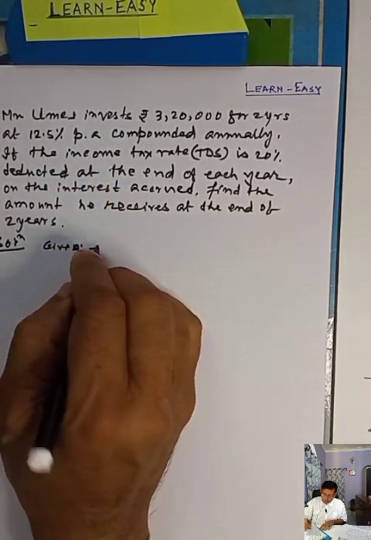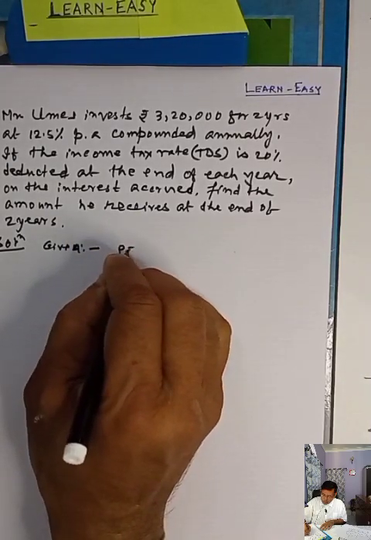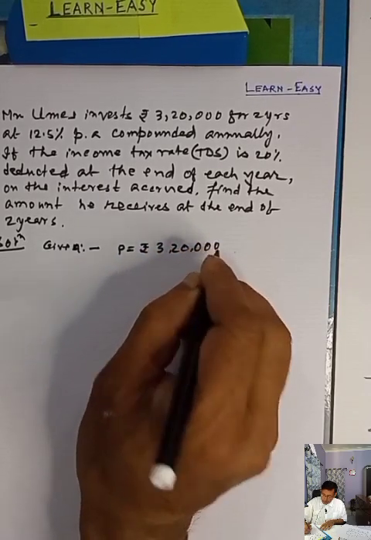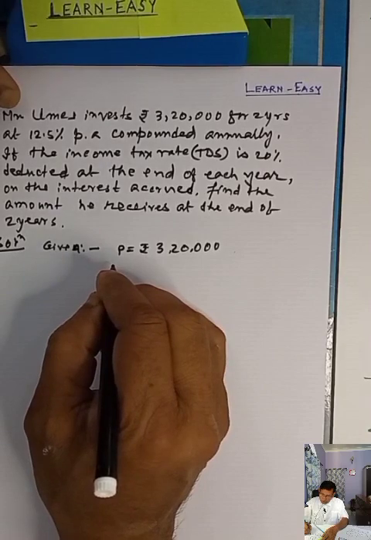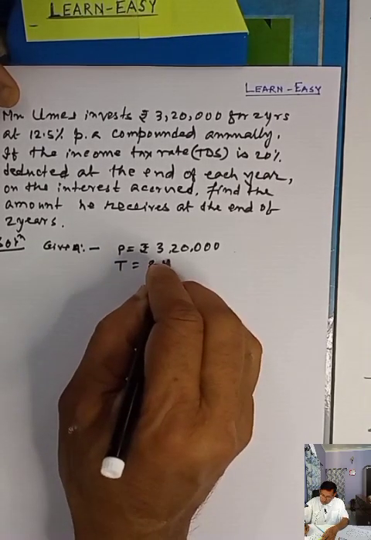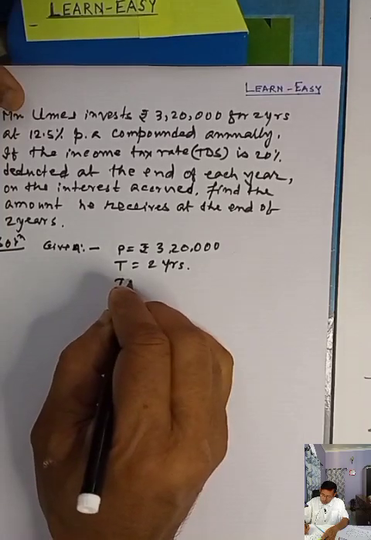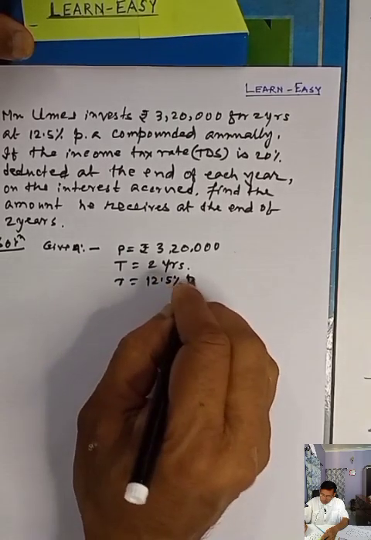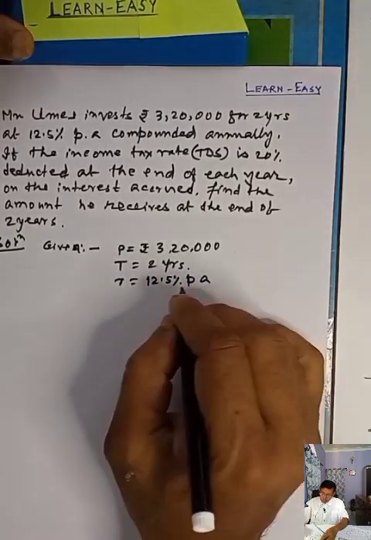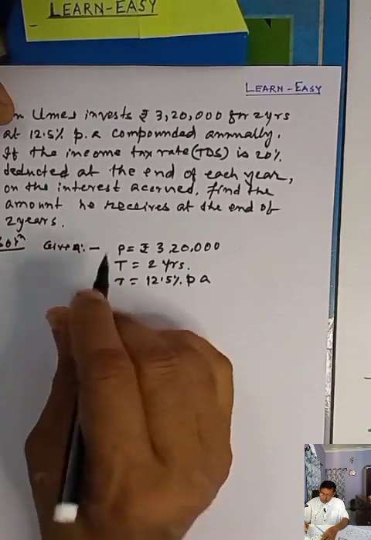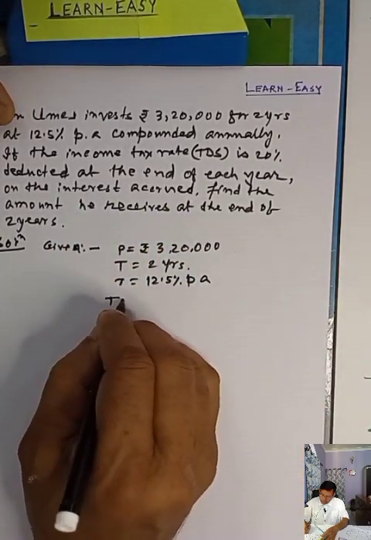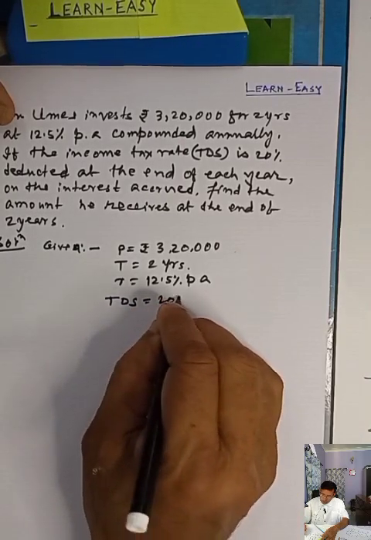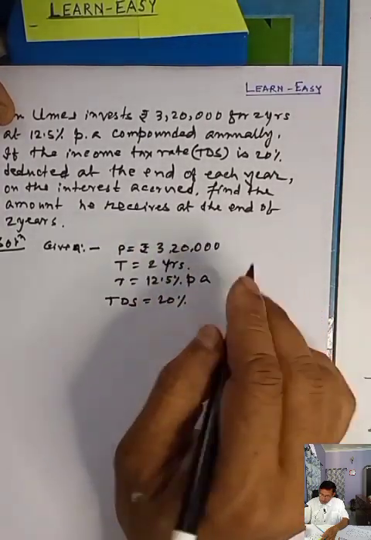Given P is equal to rupees 3,20,000, T is equal to 2 years, R is equal to 12.5% per annum, compounded annually. If income tax rate TDS 20% is deducted at the end of each year on the interest accrued.